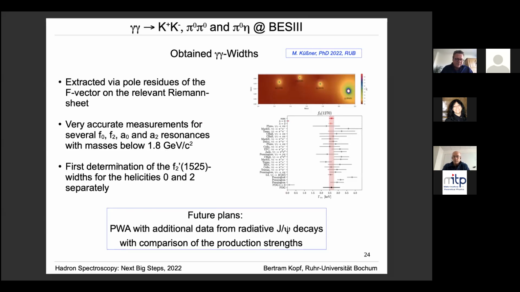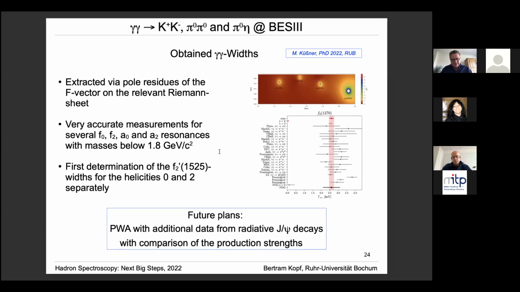In addition, it is also, for example, the first determination of the gamma-gamma widths for the F2 prime for the 2 helicity scenarios separately. So it was possible to disentangle also the helicity 0 and 2. This was already discussed also today in the morning session. And this is in principle for all spin 2 resonances.